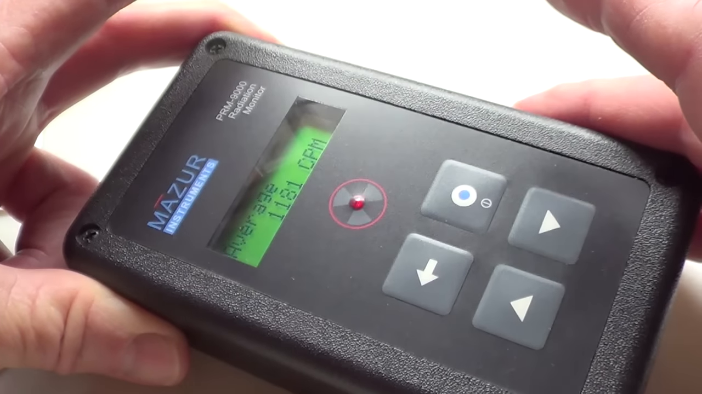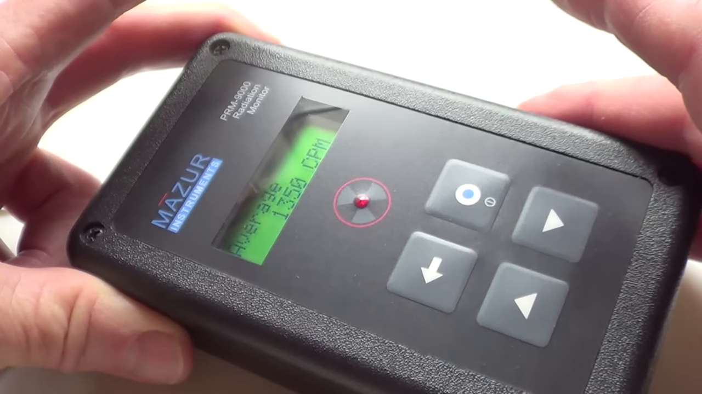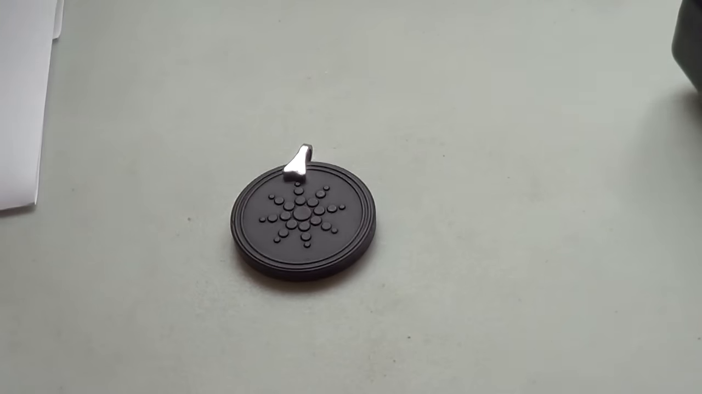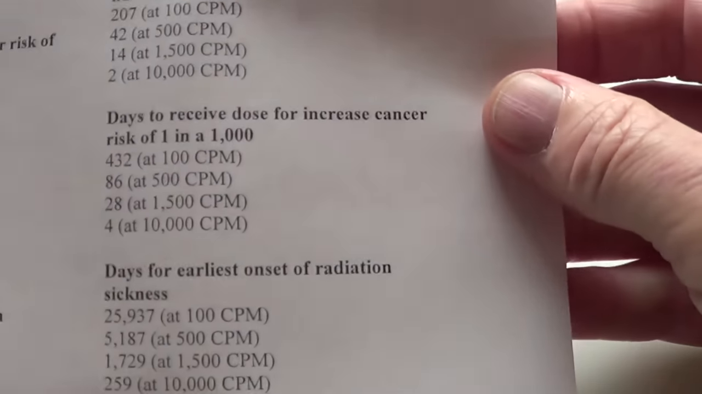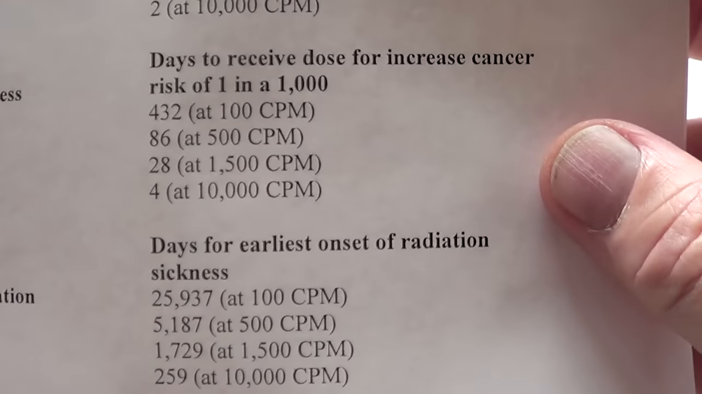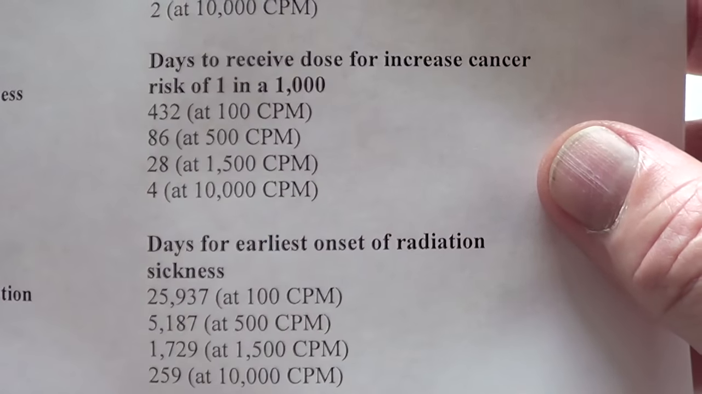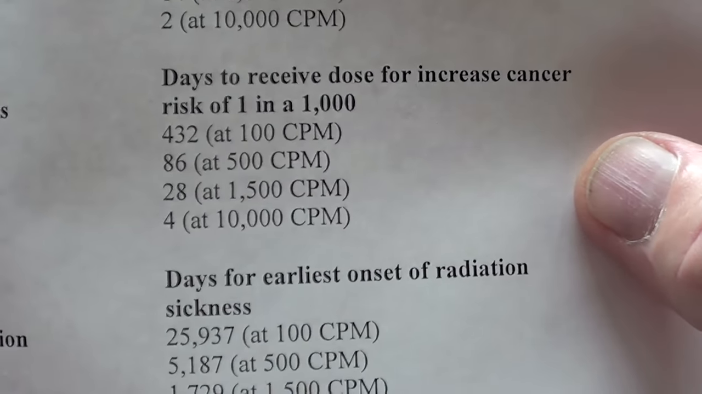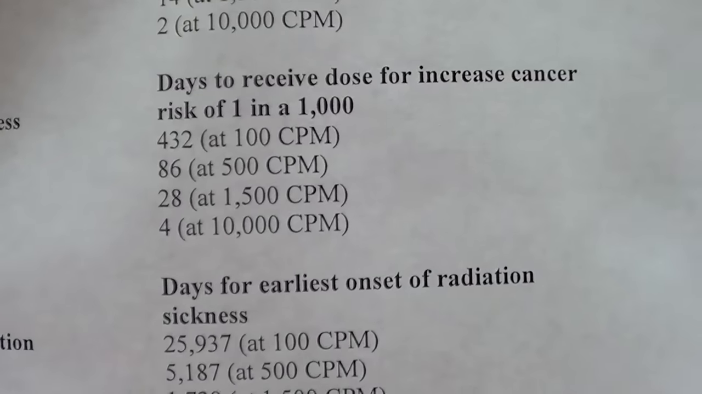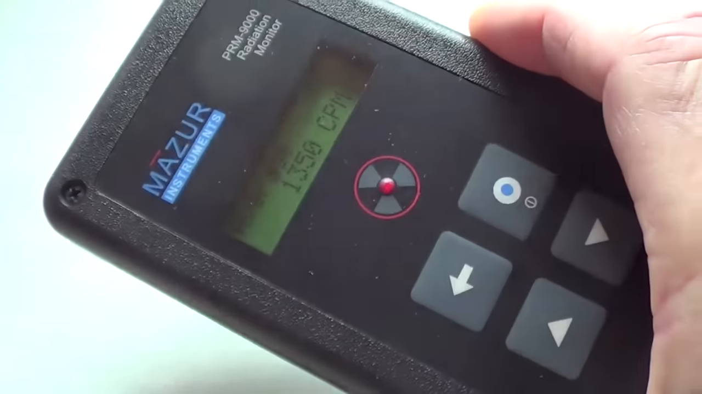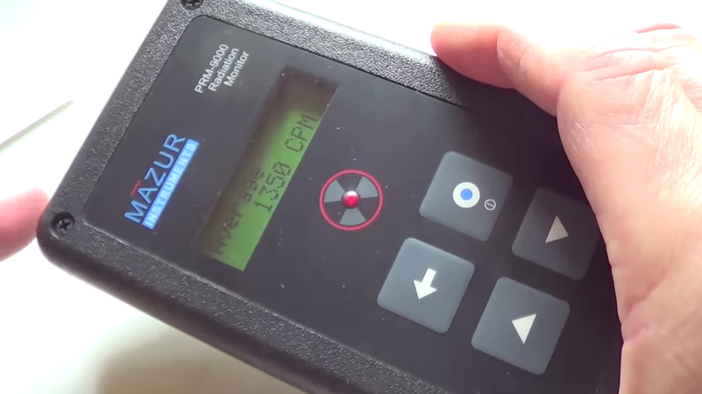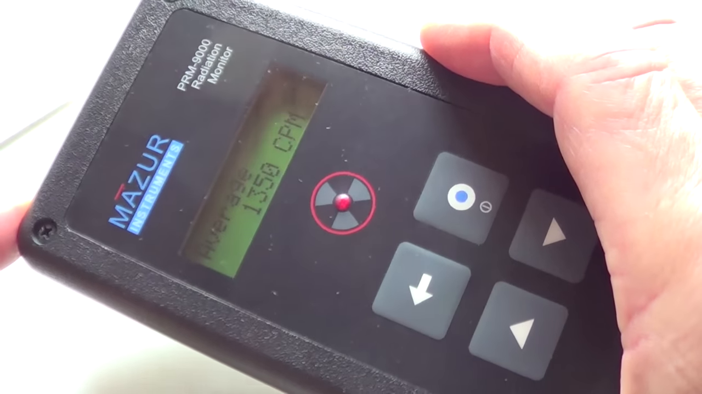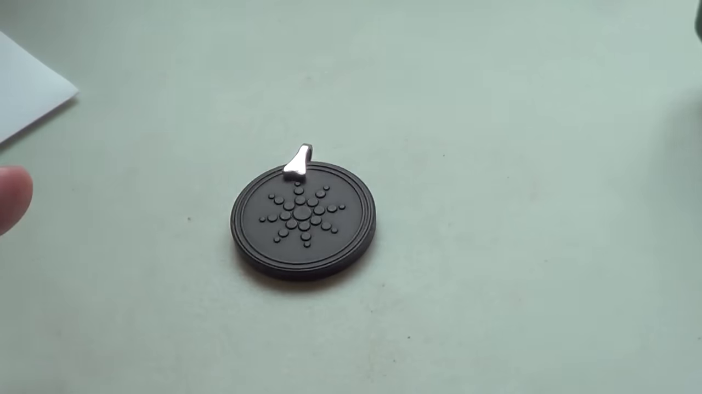Now this Geiger counter, this level of activity is unparalleled. Usually you'd have to put it over a piece of uranium to get this kind of activity. Now here's something I printed off the internet. All right, days to receive a dose for increased cancer risk of 1 in 1,000. Notice it's 28 days at 1,500 counts per minute. And the Geiger counter was up to about 1,350. And if I left it here longer, it would get a little bit higher.